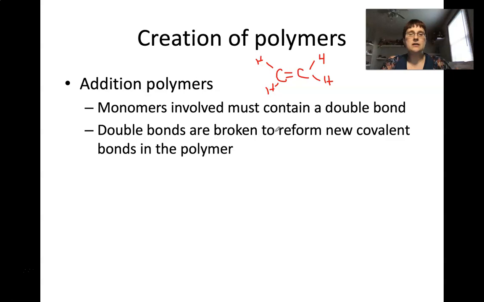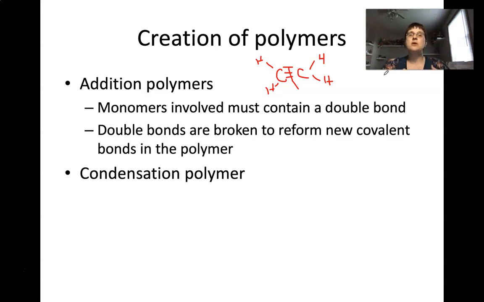Because what's going to happen is you're going to break that double bond and form a new covalent bond in the polymer with it. So this won't exist anymore, and this will be replaced with a single bond, and then that bond, the other single bond, will be used to make a new covalent bond in the polymer. And I'll show you what that looks like here in a couple slides, I promise. So that's an addition polymer. So addition polymers are where you just move the bonds around to be able to put those polymers together.